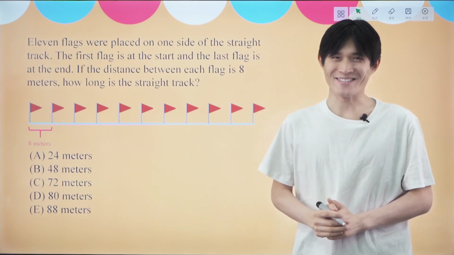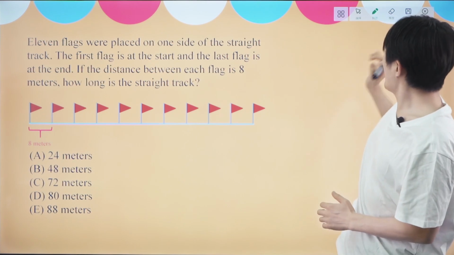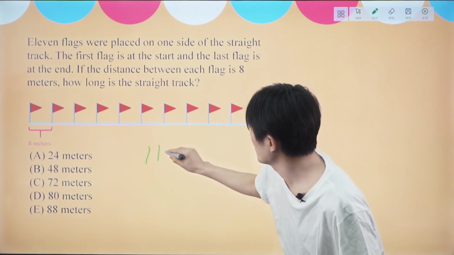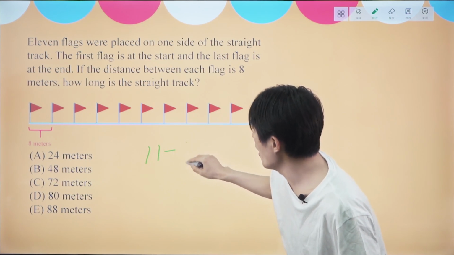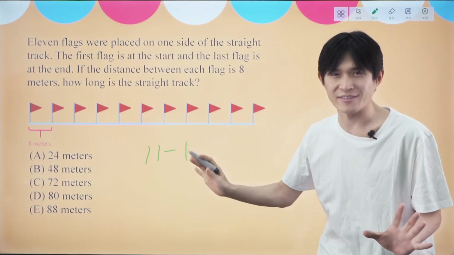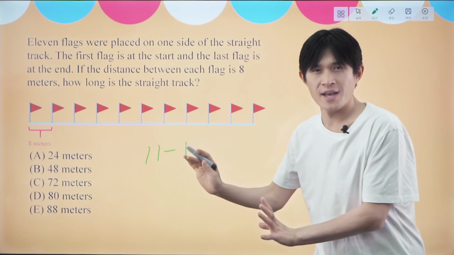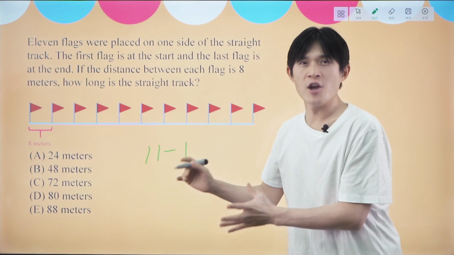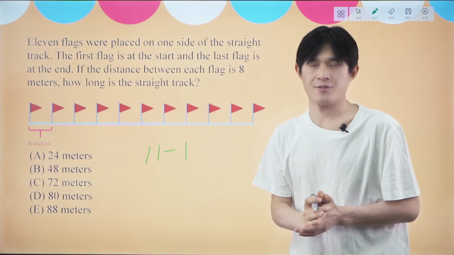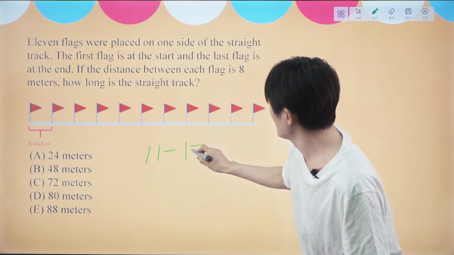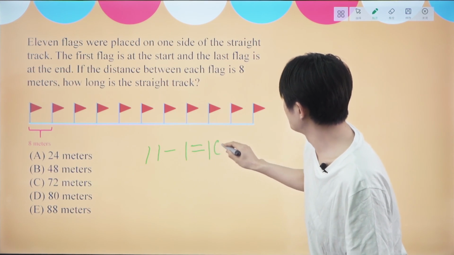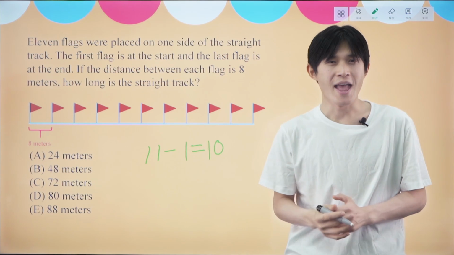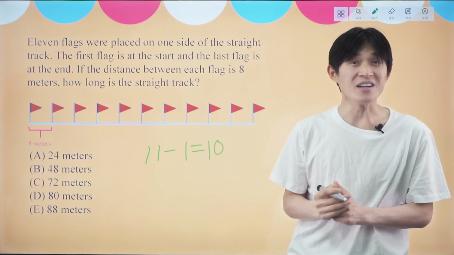That's 8 meters. So how many flags do we have? 11 flags. Minus 1, because we know the number of flags is one more than the number of intervals. Each interval is a distance between two flags. So that will be 10. So we have 10 intervals, and each interval is 8 meters.